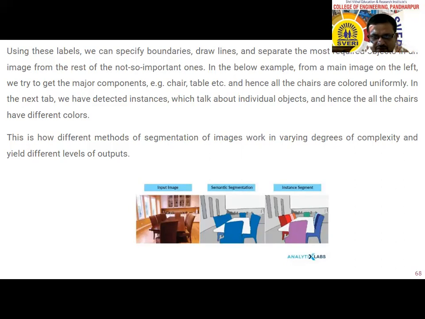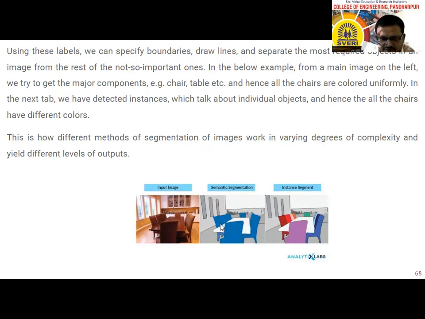In the below example of a main image on the left, we try to get major components, that is chair, table, etc. And hence all the chairs are colored uniformly. In the next step, we have detected instances which talk about individual objects, and hence all the chairs have different colors. This is how different methods of segmentation of image work in varying degrees of complexity and yield different levels of output. Now we just say this is the original image, the input image. Now this is the first segmentation image.